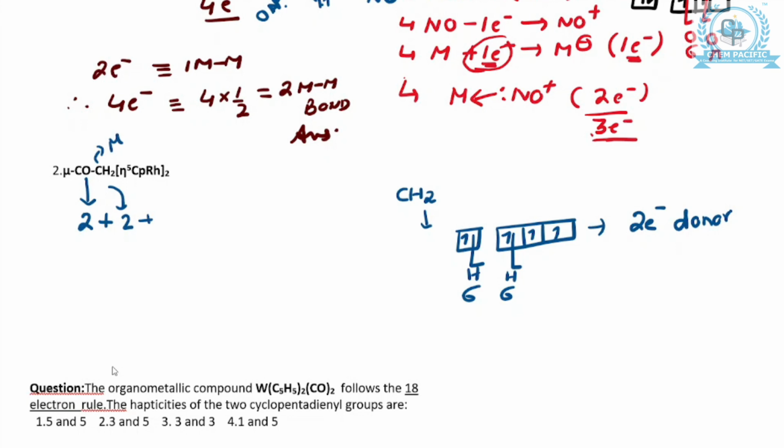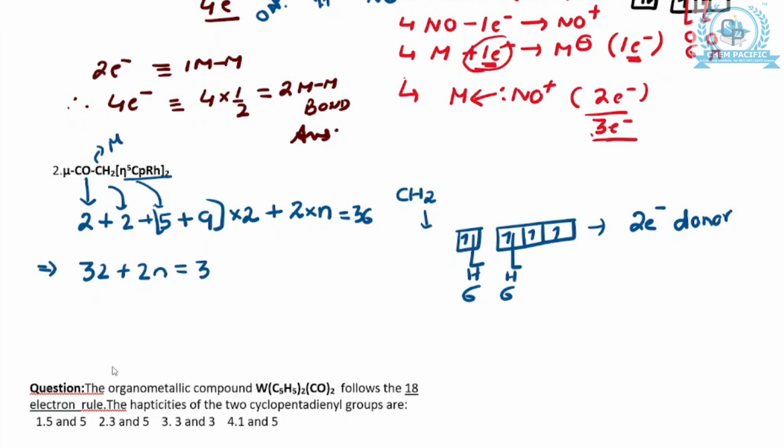Okay, and then you have the eta 5 Cp, obviously plus 5. And this rhodium is having how many valence electrons? 9. So this total is N2, you have to multiply with 2. Okay? And they are asking how many metal-metal bonds there will be. Now students, see, one metal-metal bond consists of how many electrons? Total 2 electrons. If you consider the number of metal-metal bonds as N, you can write 36. So overall how much will it be? You calculate, you will get 32 plus 2N is equal to 36. Right? Therefore, N is equal to 2. This is the answer.